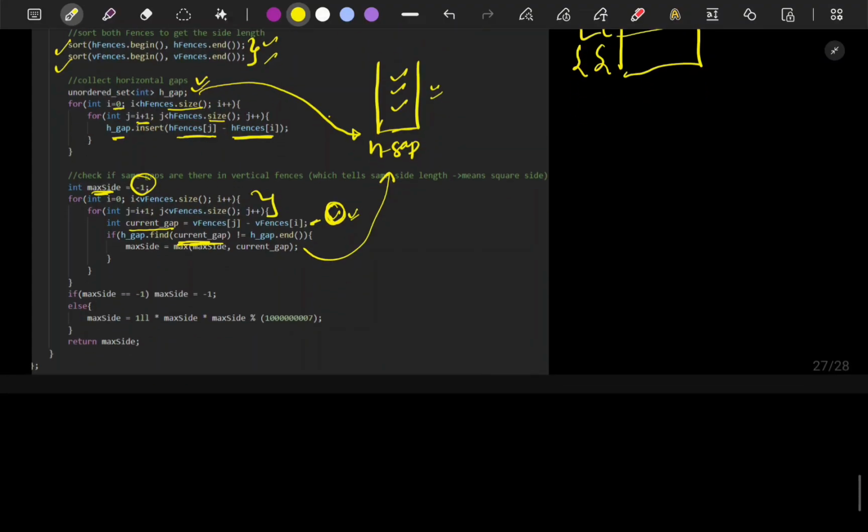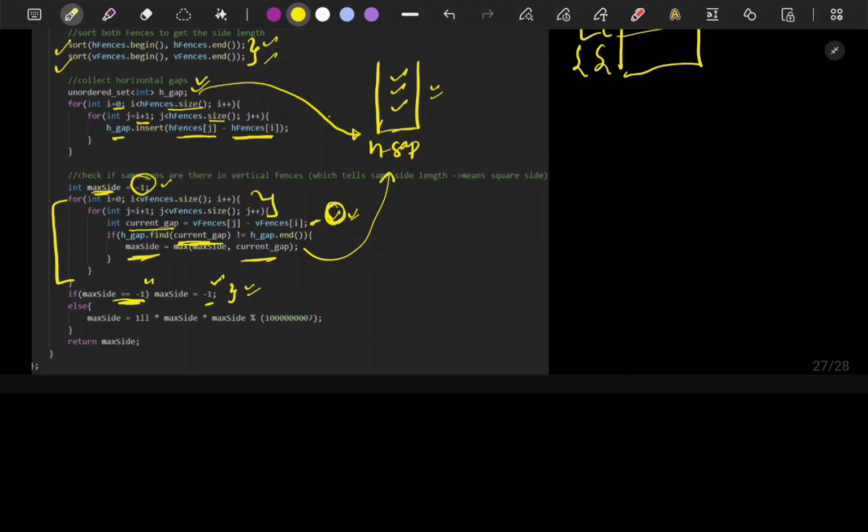If it's there, that side length is common in both, which means two sides are the same, so it is making a square. So we will store the maximum side, starting from -1, every time. After this loop, we will check if our max side equals -1 only, which means we did not get any side, so no square is possible. So we will return -1 simply.